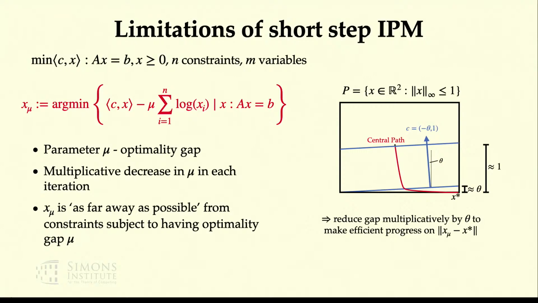However, if theta is not bounded by bit complexity, then theta could be super tiny, and every short step method would fail to find an optimal solution efficiently. Okay. So this is sort of how to overcome these limitations. I will explain a bit later.